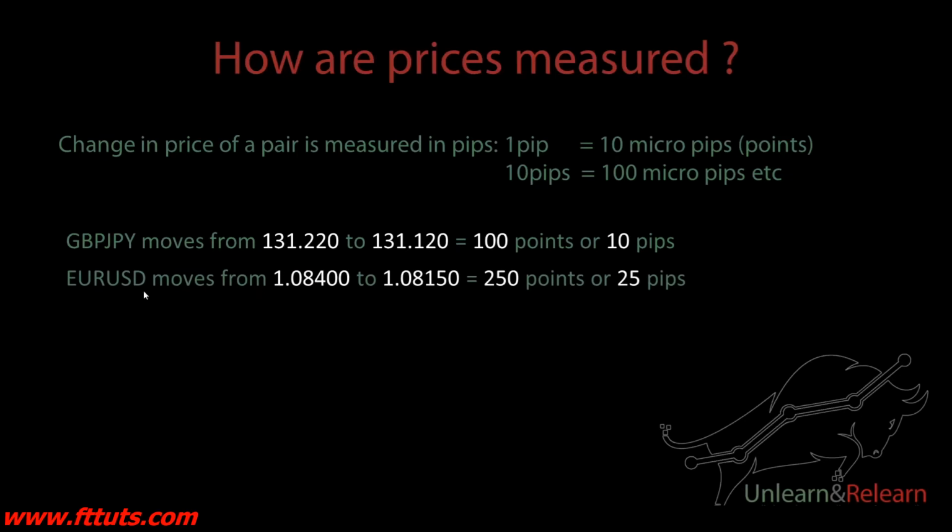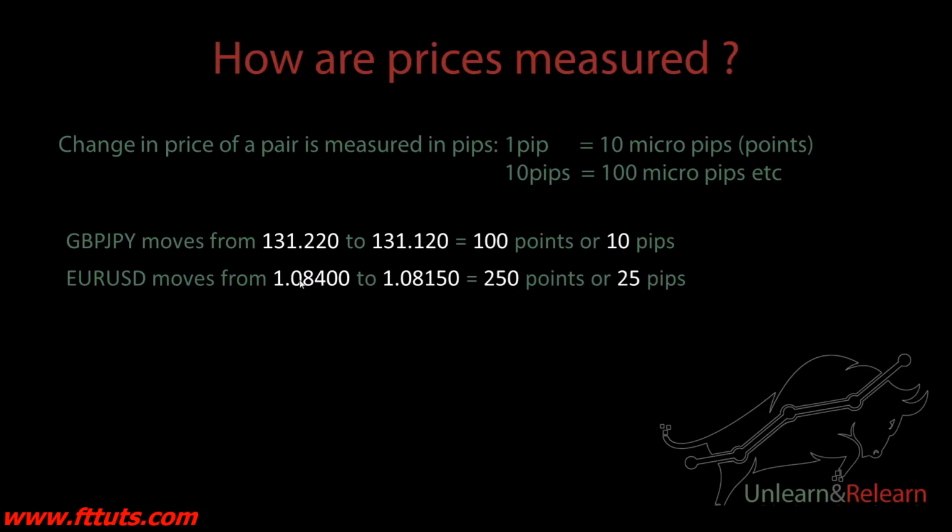And when we talk about, let's say, Euro USD, and we're looking at price moving from 1.08400 to 1.08150, that's a change of 250 points or 25 pips, right? So this is how you're measuring pips.